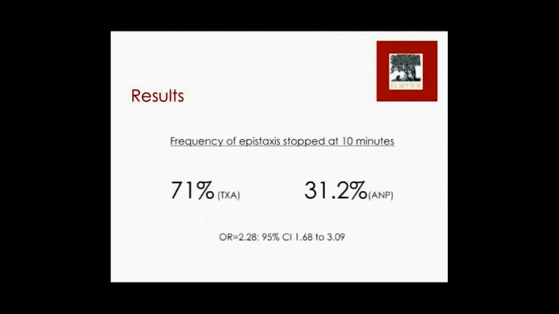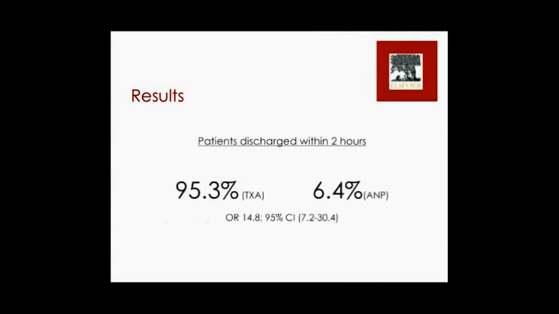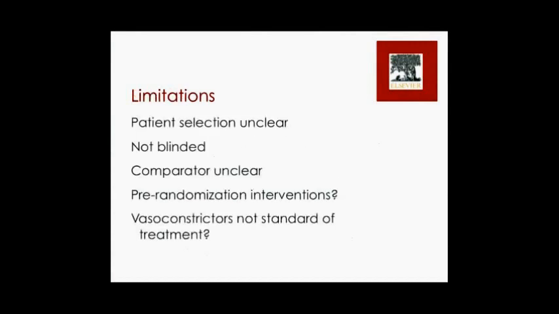What they ended up finding is that the frequency of epistaxis stopping at 10 minutes was statistically significantly higher in the TXA group than in the anterior nasal packing group. Rebleeding rates were lower when you used TXA as opposed to packing for 3 days with antibiotics and whatnot. There was a 95% discharge from emerge within 2 hours in the tranexamic acid arm, and patients seemed to be more satisfied.